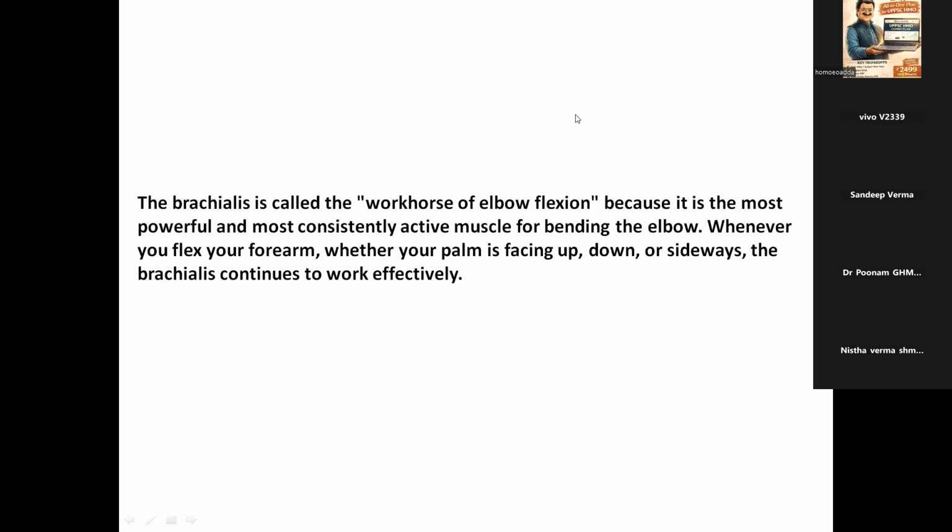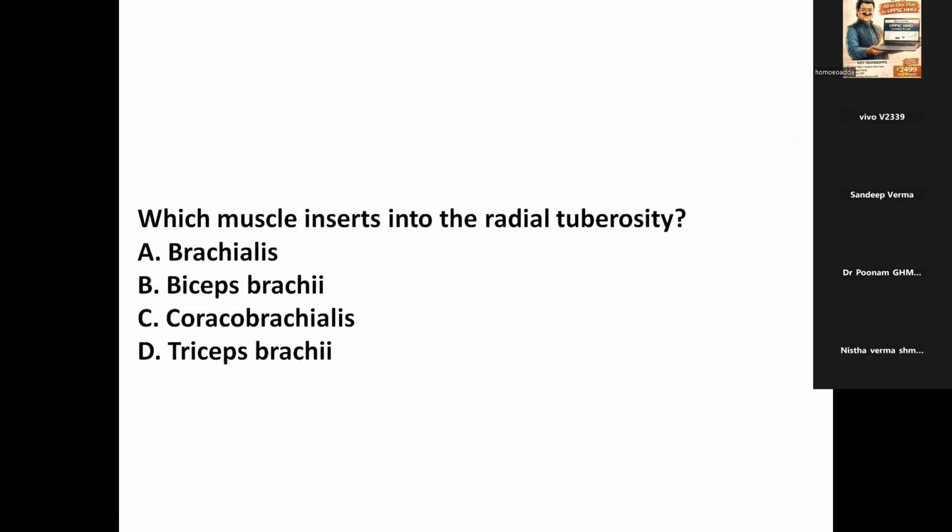The brachialis is called the workhorse of elbow flexion because it is the most powerful and most consistently active muscle for bending the elbow. Whenever you flex your forearm, whether your palm is facing up, down, or sideways, the brachialis continues to work efficiently. So that is why it is known as the workhorse of the elbow. Which muscle inserts into the radial tuberosity? The answer is biceps brachii.